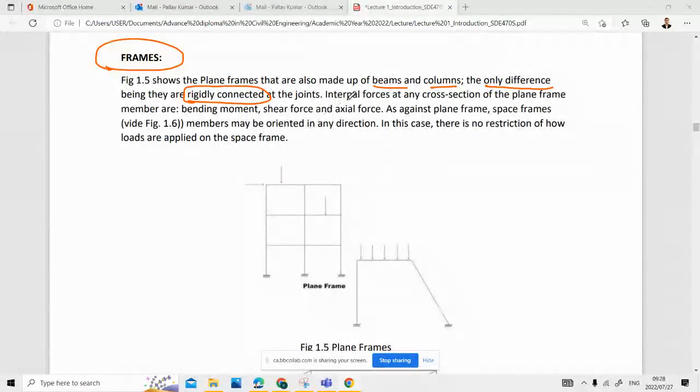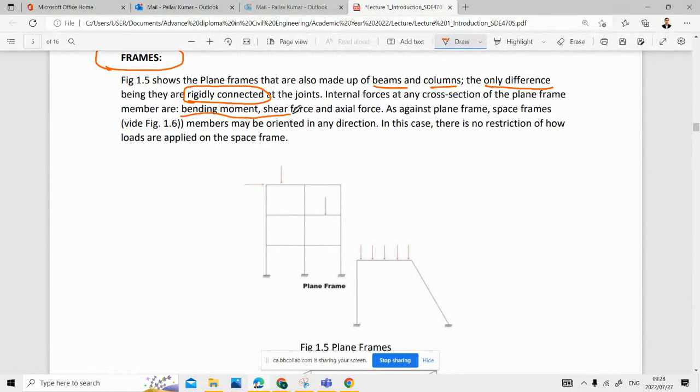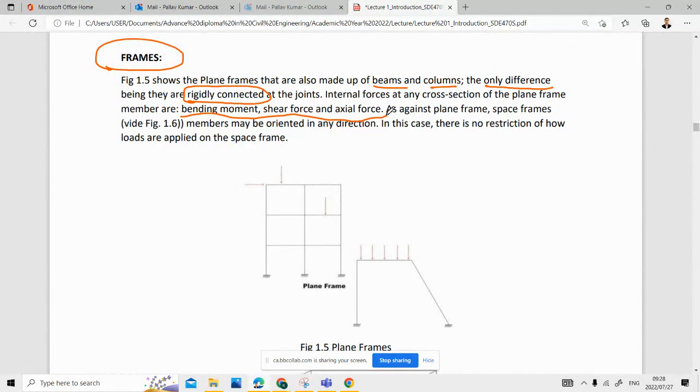Yes. So internal forces at any cross section of the plane frame members are bending moment, shear force, and axial force. And what about in the hinge case? What are the forces? Only axial, correct. There will be no bending moment, there will be no shear force. So if it is a truss, there are only axial forces. But if it is a frame, you remember there are three unknowns. You need to find all these three unknowns. Okay.